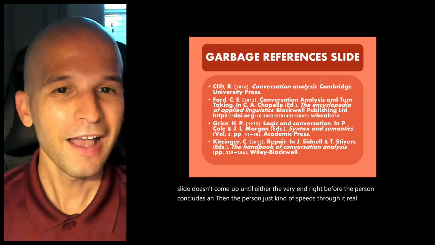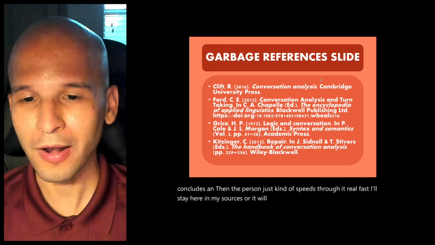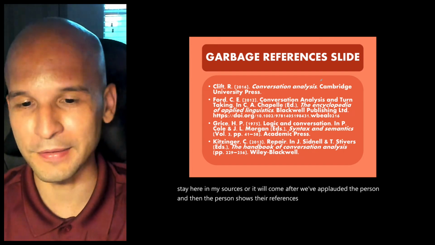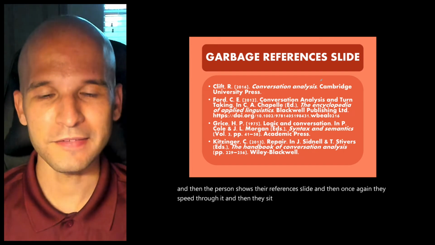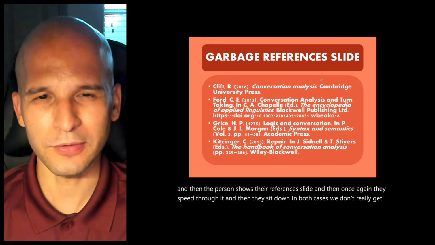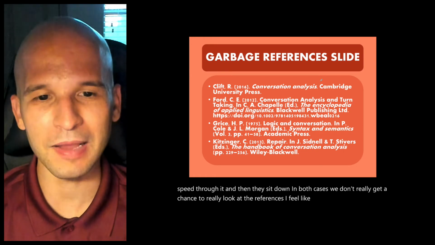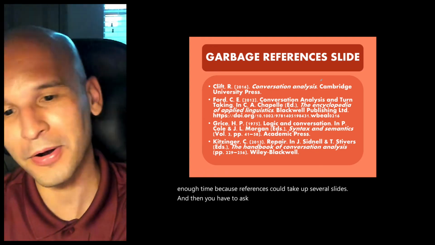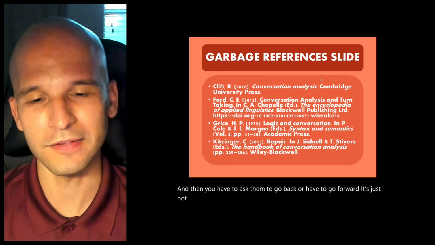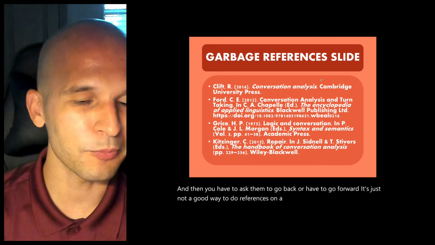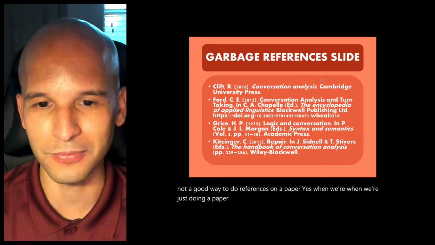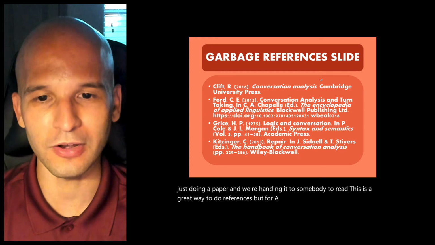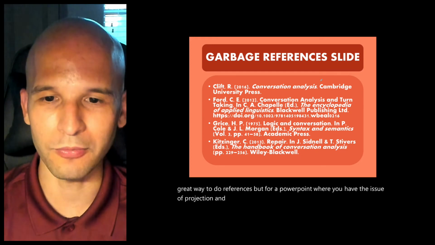They'll say, here are my sources. Or it'll come after we've applauded the person, and then the person shows their references slide, and once again they speed through it and then they sit down. In both cases, we don't really get a chance to look at the references. I feel like we're not given enough time, because references could take up several slides, and then you have to ask them to go back or you have to go forward. It's just not a good way to do references. On a paper, yes. When we're just doing a paper and we're handing it to somebody to read, this is a great way to do references. But for a PowerPoint where you have the issue of projection and temporality, this is not a good way to do references.